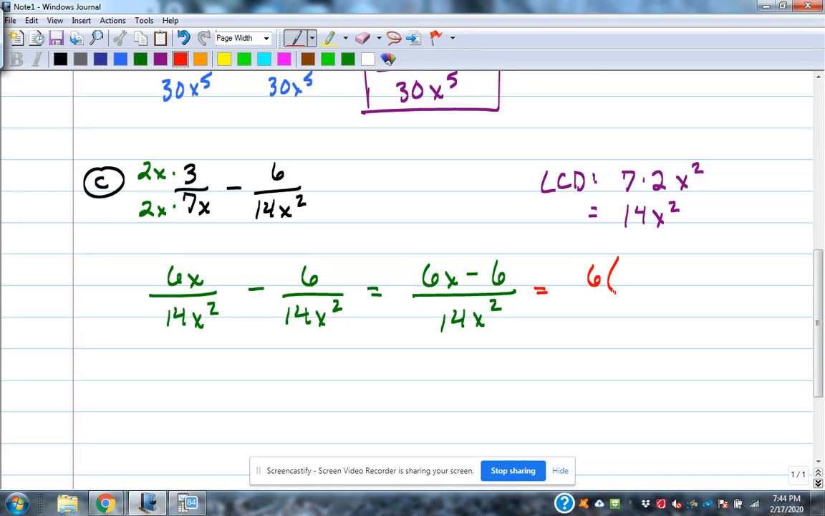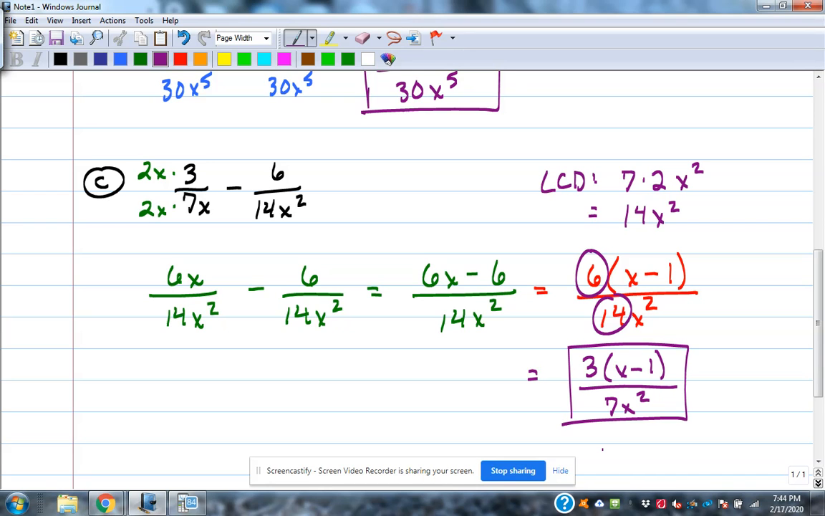Yes. The numerator will factor with a GCF of 6. The denominator has a 14 and an x squared. What do we know about 6 and 14? They're both even, so that means they're both divisible by 2. So I'm going to simplify that to be 3x minus 1 over 7x squared. And that's my simplified version of that problem.